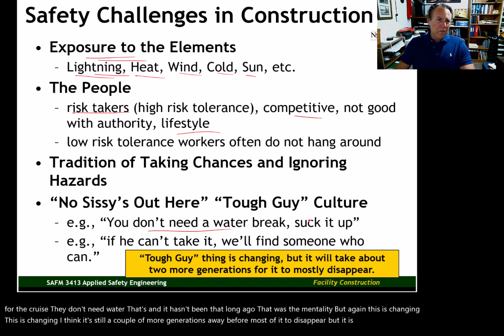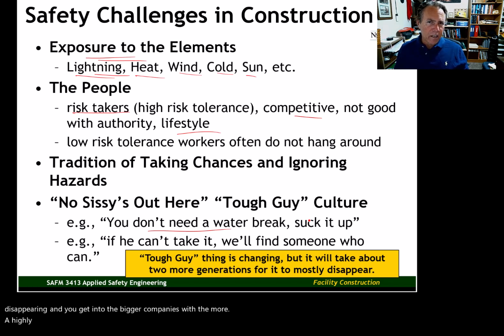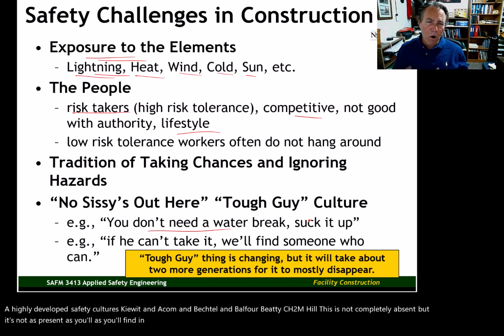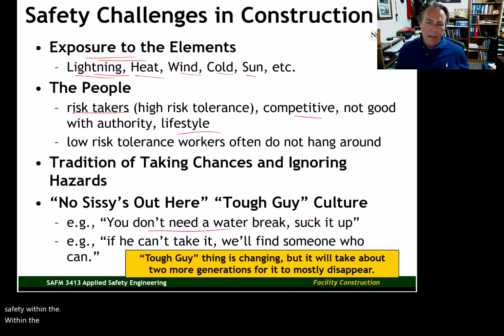And you get into the bigger companies with the more highly developed safety cultures like Kiewit and AECOM and Bechtel and Balfour Beatty, CH2M Hill. This is not completely absent, but it's not as present as you'll find in smaller companies. There's a reason the big guys are the big guys: they've learned that it's important to take safety seriously. It's important to support safety within the corporation, and that trickles down from the top to everybody in the company.